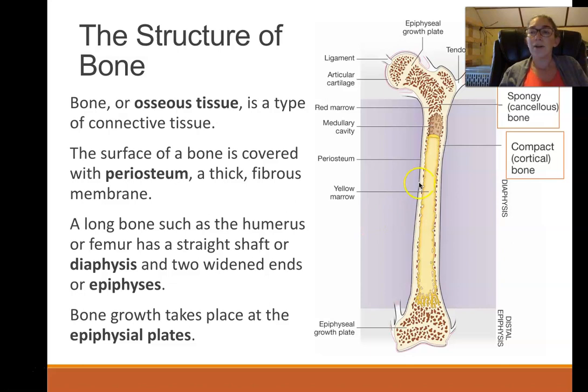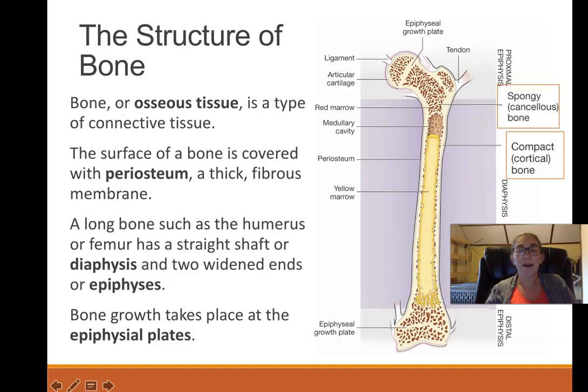So, a little bit of the physiology of bones, or the physical makeup of the bones. Bones are made of osseous tissue, osseo meaning bone. The thick outer part of the bone is called the cortical or compact bone, and it's very dense. And the ends of the bones, you can see, have all these little air pockets. We call this the spongy or cancellous bone.